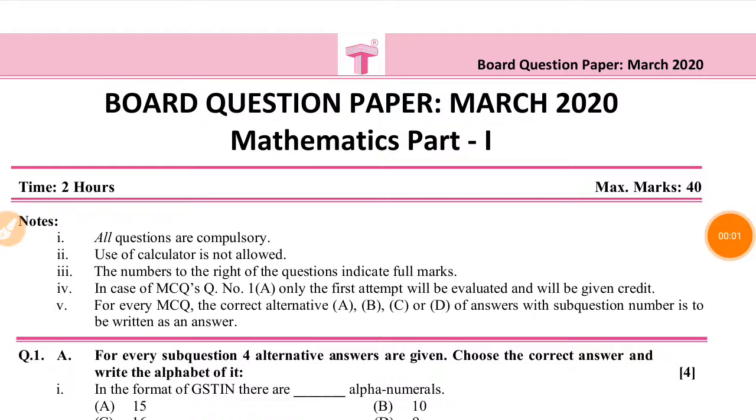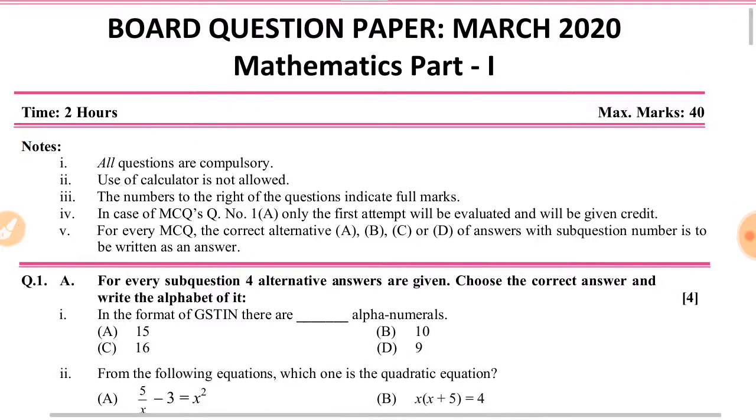Alright students, in the previous video, we discussed the question paper pattern. Now I will show you the actual question paper, mathematics part 1, that is algebra, March 2020. This is the latest question paper. The timing is 2 hours, maximum marks 40.